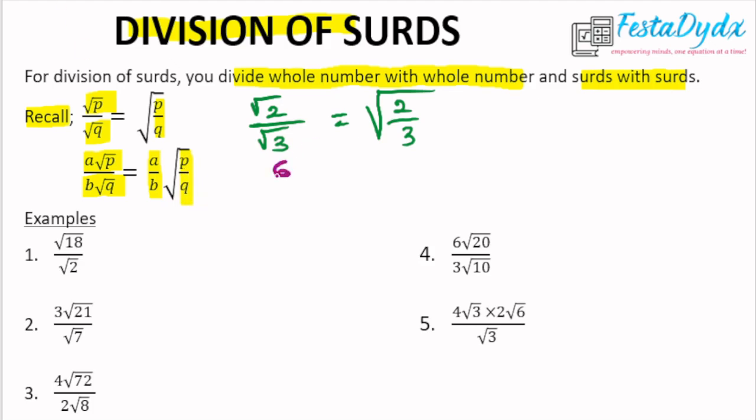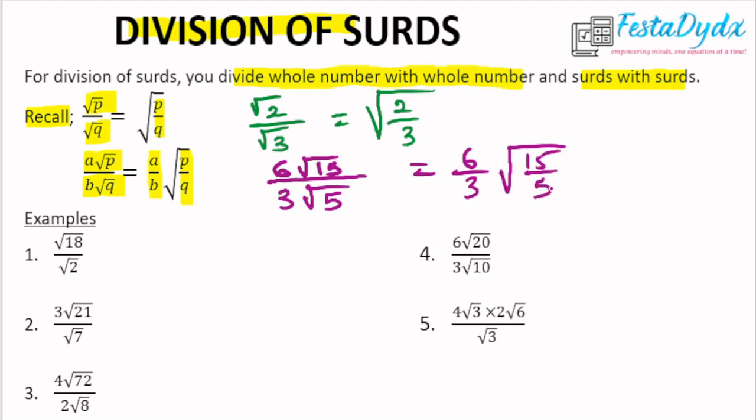Let's say we'll have 6 root 15 all over 3 root 5. So we can work with the whole numbers together. It becomes 6 over 3, and then the root, to bring it together, it becomes 15 over 5. Whereby if we break this further, 6 over 3 gives us 2, and root 15 over 5 gives us root 3. Yeah, something like this. So now let's move to the example and solve the question we'll have on the screen.